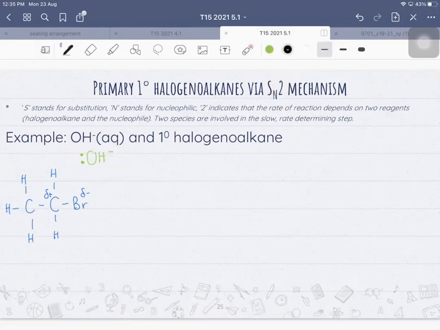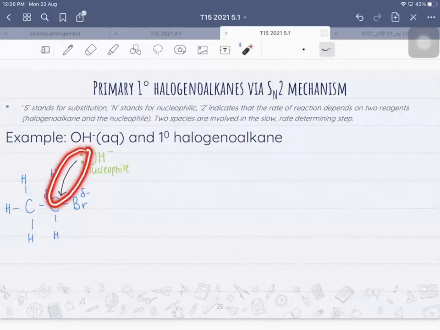Okay, so what happens is that the electron-rich nucleophile, which is your hydroxide ion, will attack and donate its lone pair of electrons to the electron poor carbon, the slightly positive carbon. So you can imagine that a bond will be formed here. A carbon-oxygen bond will be the new bond that will be formed. Okay, so that means your carbon will have 5 bonds. One of the bonds needs to break.